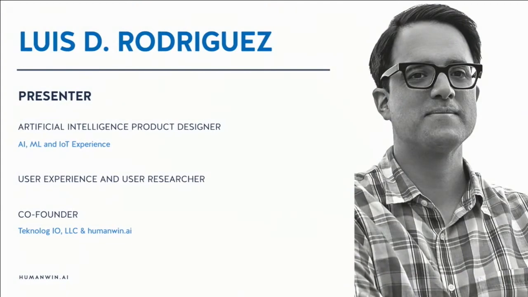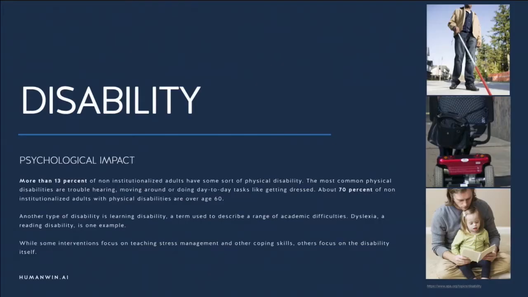So a little bit about me. Luis Rodriguez. I'm based out of the Washington, D.C. area. I teach workshops on AI and digital product development and delve into accessibility also. I'm also involved with the American Psychological Association, and we think a lot about coping strategies and psychological interventions for people who suffer from disabilities.